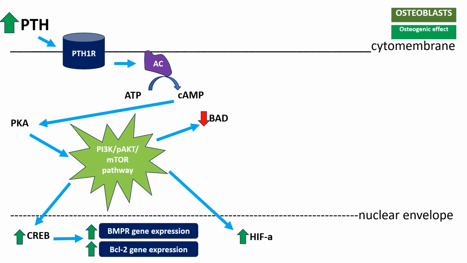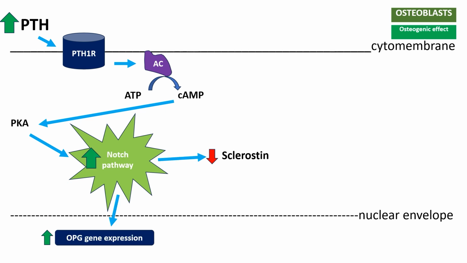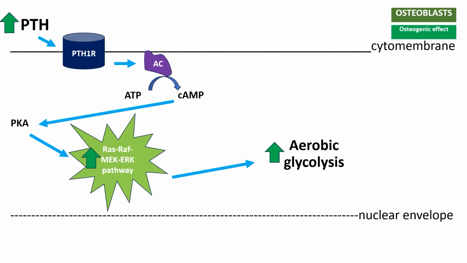Increased activity of hypoxia-inducible factor alpha, a transcription factor, which upregulates the expression of VEGF, promoting angiogenesis. Activation of the Notch pathway, which eventually upregulates osteoprotegerin and inhibits the activity of sclerostin. Activation of the MAPK-ERK pathway, or RAS-RAF-MEK-ERK pathway, accelerating aerobic glycolysis.